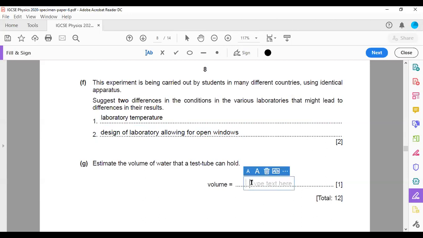Good. Estimate the volume. Everybody okay with that? You could also say that the temperature of the hot water. Everybody might use a different temperature of hot water. I'll put that to one for you.